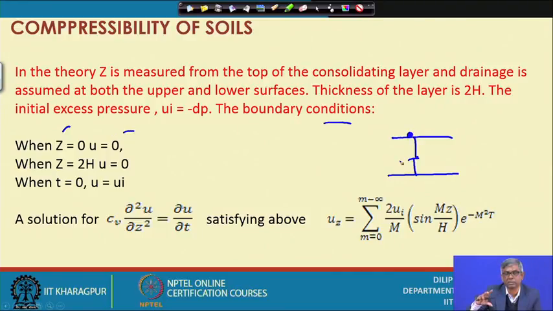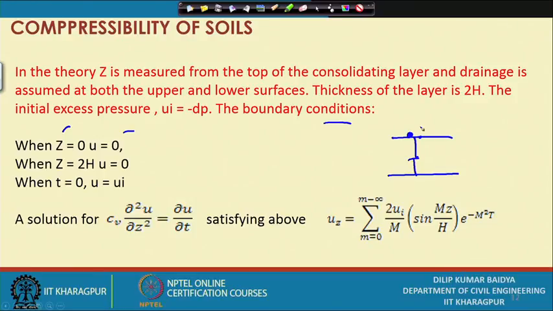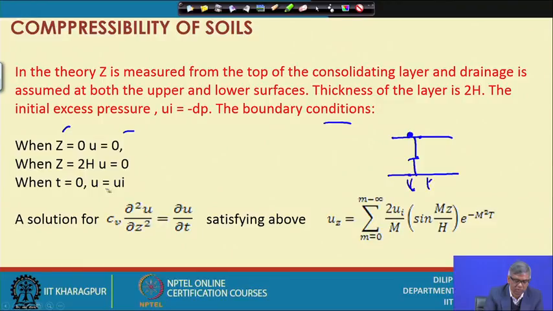When a load is applied, at this point immediately the pore pressure will be dissipated, because it is a surface. So, it will become 0, and at z equal to 2h, that means at this point, if there is a drainage provision, there also u becomes 0. At t equal to 0, u equal to ui.